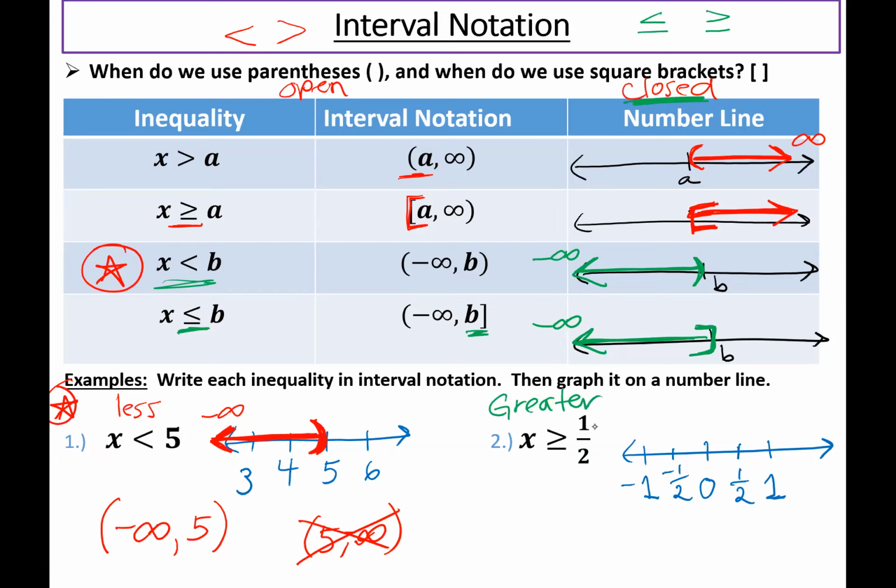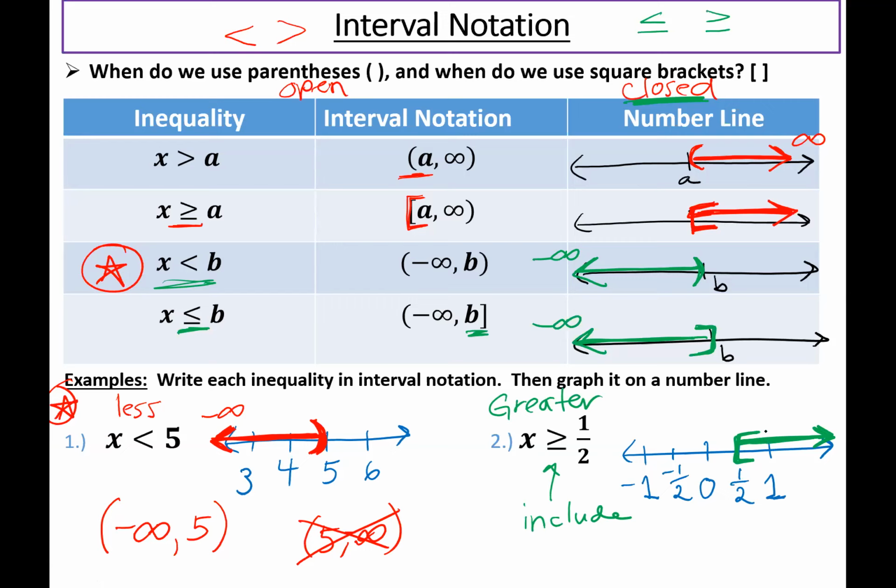Equal to means we get to include the 1/2 in our number line. So we're going to use square brackets. We're going to the right and we're using square brackets. Here we go. So I have the square brackets around the 1/2. My arrow's going to the right. See how my arrow kind of sets me up to write my answer in interval notation?